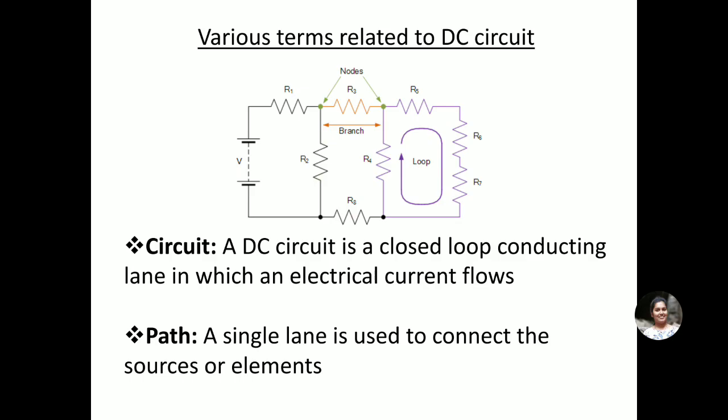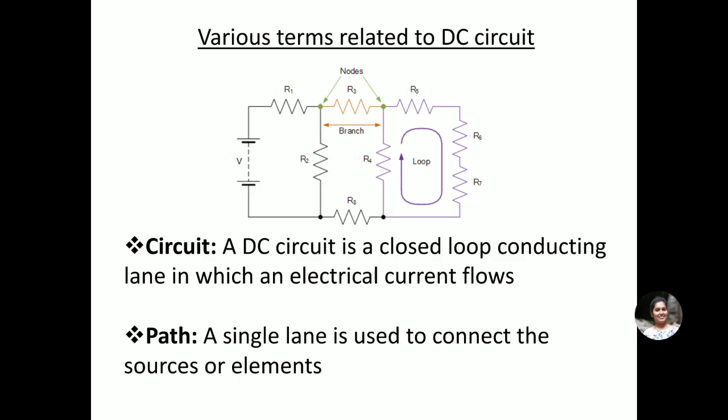Here in this diagram we see the resistor R3. It is connected between two nodes. Nodes are given with the green dots. So the resistor R3 is nothing but a branch, and at the same time the resistor R2 lane is called a branch. R4 is called a branch. So there will be many branches. All these branches will be connected to one point, and that point is called a node.